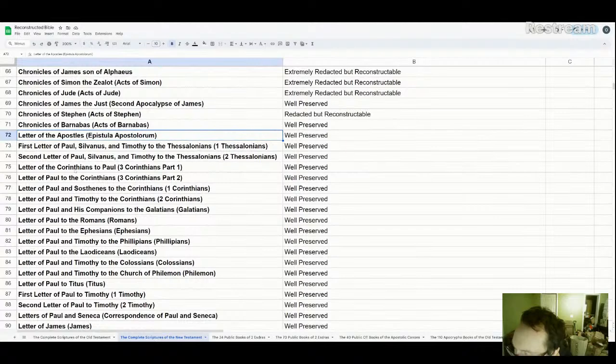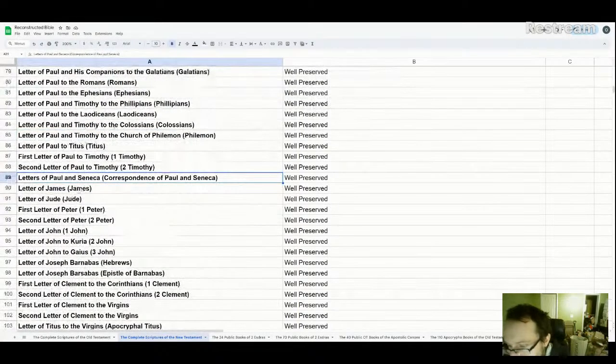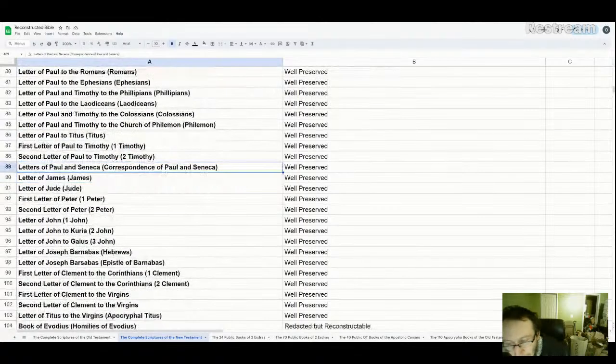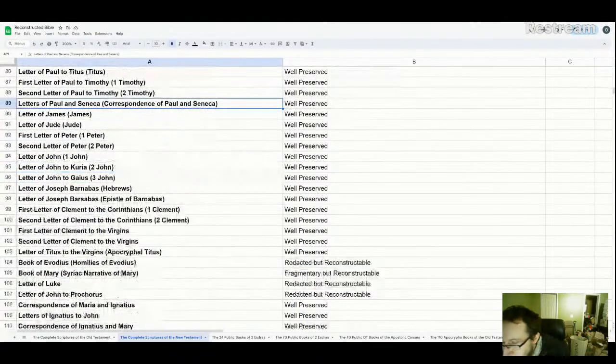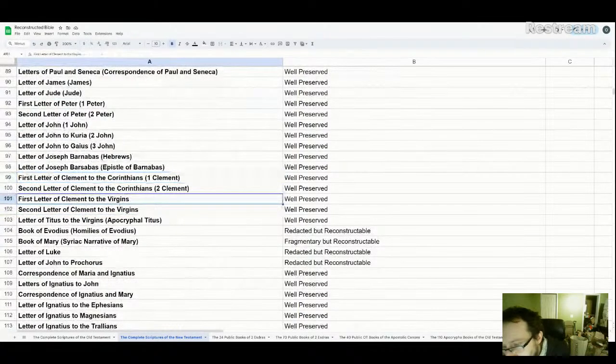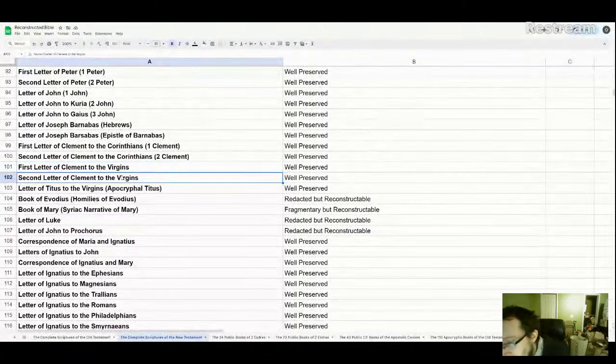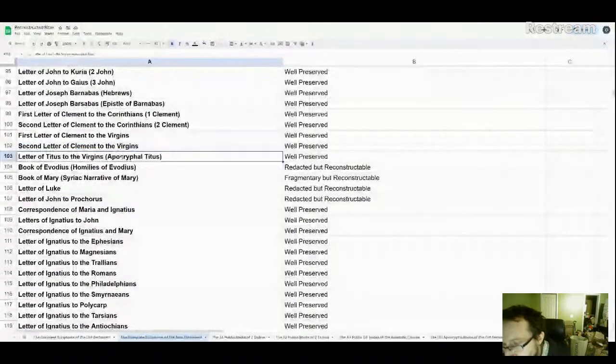I include in the letters of Paul 3 Corinthians, and you also have the letters of Paul and Seneca that I include. Then the regular letters of the New Testament: James, Jude, 1st and 2nd Peter, 1st, 2nd, 3rd John, Hebrews, Epistle of Barnabas. Then you have the 2 letters of Clement that I include. There's 2 other letters of Clement that scholars say they're not by Clement, but they claim to be by Clement in the headings, and they're written by Clement to the virgins. There's a letter of Titus to the virgins. That's called Apocryphal Titus, or Pseudo Titus, scholars call it.